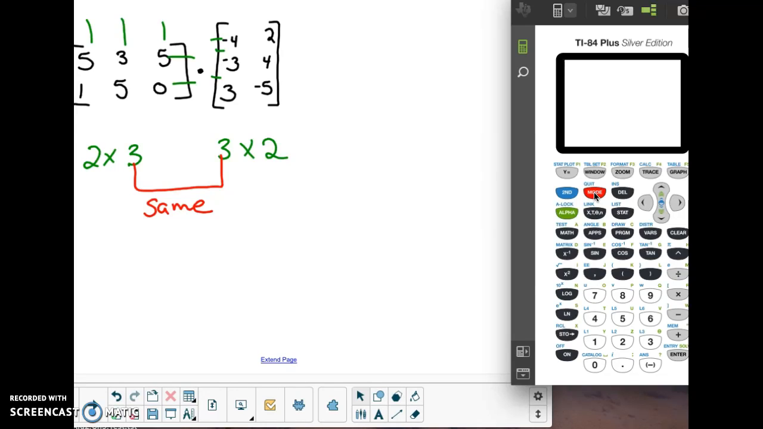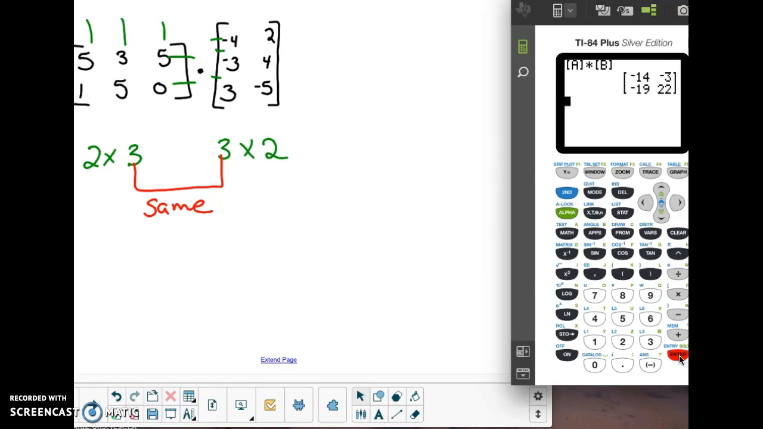So from the home screen, I want to say multiply matrix A by matrix B. So that would be second, oh, it's not second now. It would be second matrix. I want matrix A times second matrix. I want matrix B. So that's the 2. And then enter, and it gives me my answer.